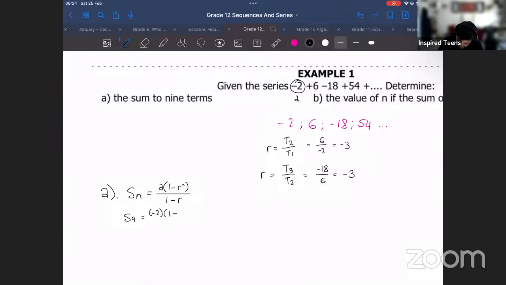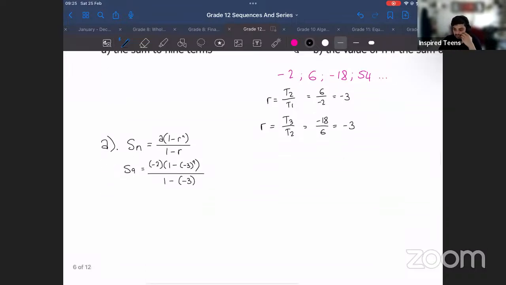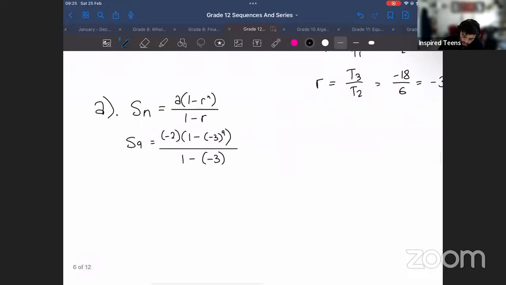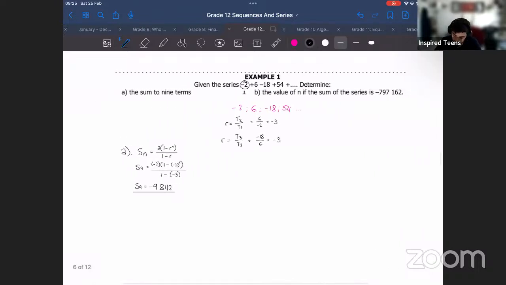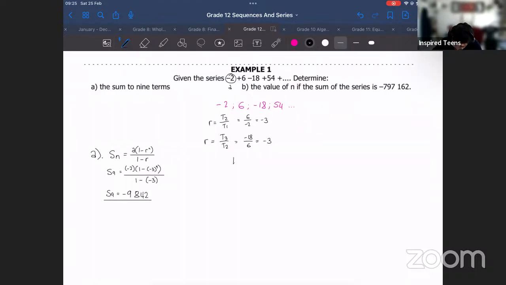1 minus what is R? We said R is -3. -3 to the power of n, which is 9, because I want to calculate the sum of the first 9 terms, divided by 1 minus -3. You put all of this into your calculator, and you're going to get an answer that the sum of the first 9 terms is actually -9,842. Okay, for those of you who are doing this with me, please confirm that that is the correct answer. Let's look at B.